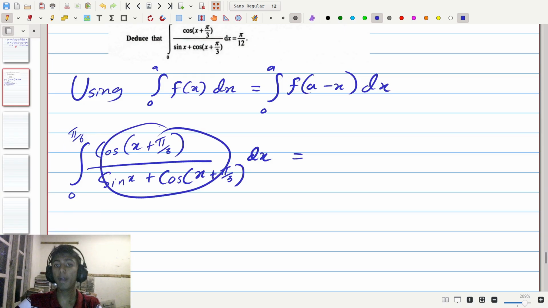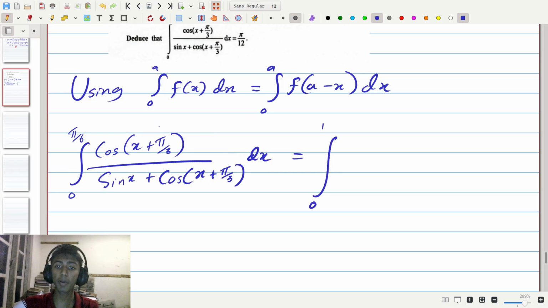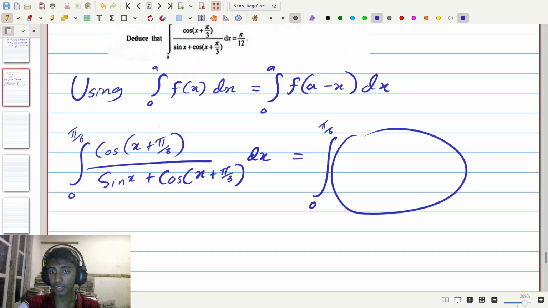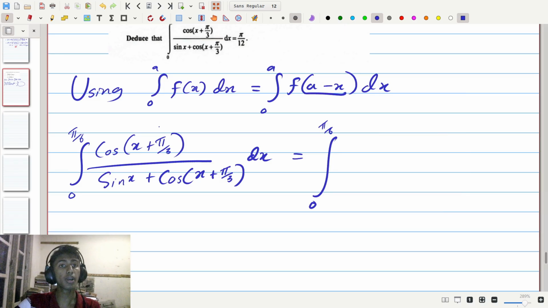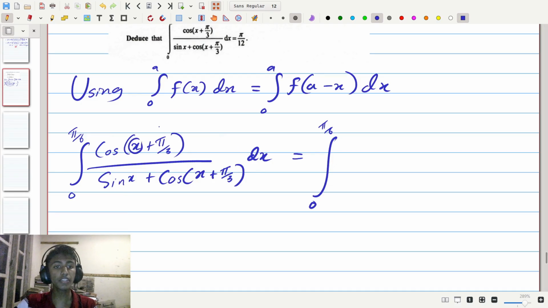Now using the formula above, we can see it's going to be equal to the integral from 0 up to a, which in this case is the integral from 0 up to pi by 6 of f of a minus x. Now in this case a is pi by 6, so we have f of pi by 6 minus x. What that means for this expression here is that we need to substitute every instance of x within this expression for an a minus x. So here, since a is equal to pi by 6, we need to substitute this x with pi by 6 minus x, we need to substitute this x with pi by 6 minus x, and we need to substitute this x with pi by 6 minus x.